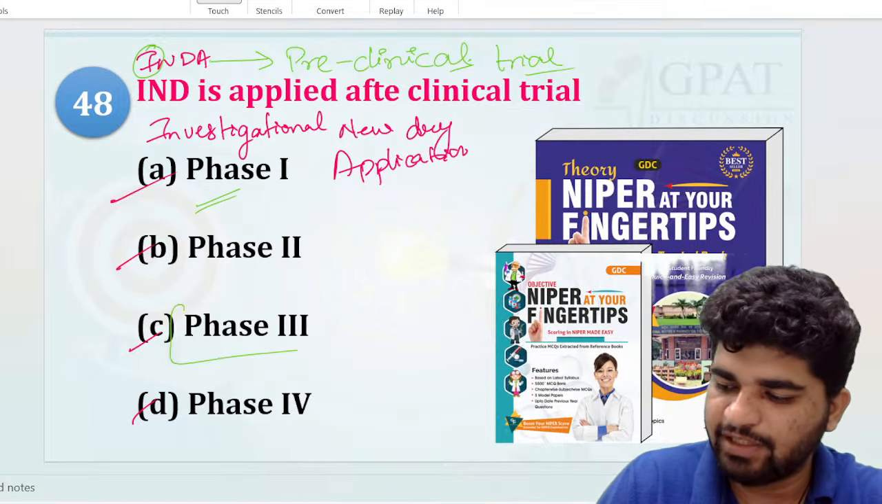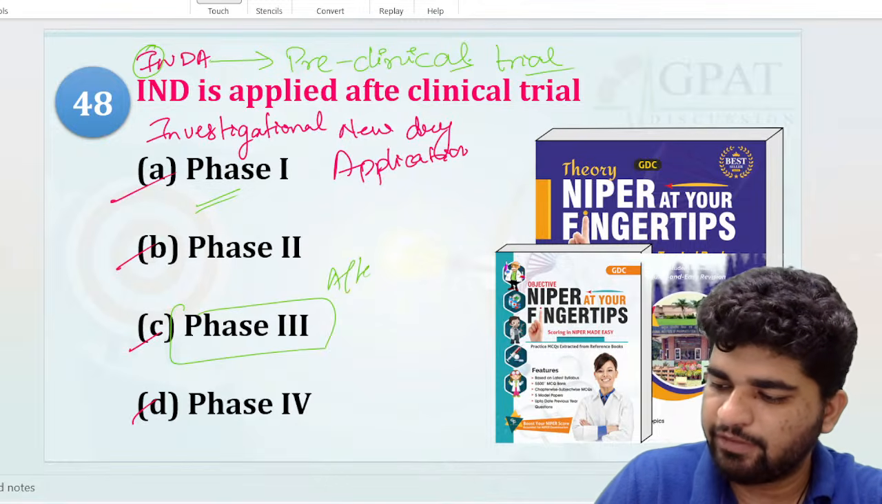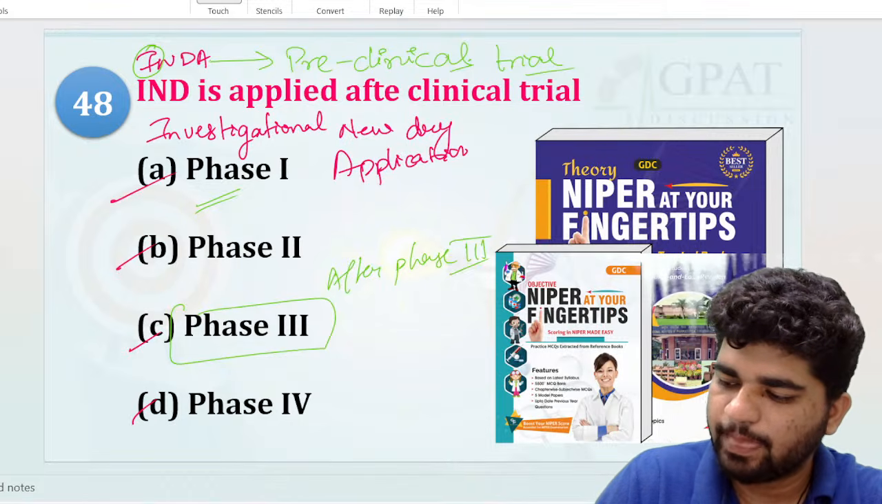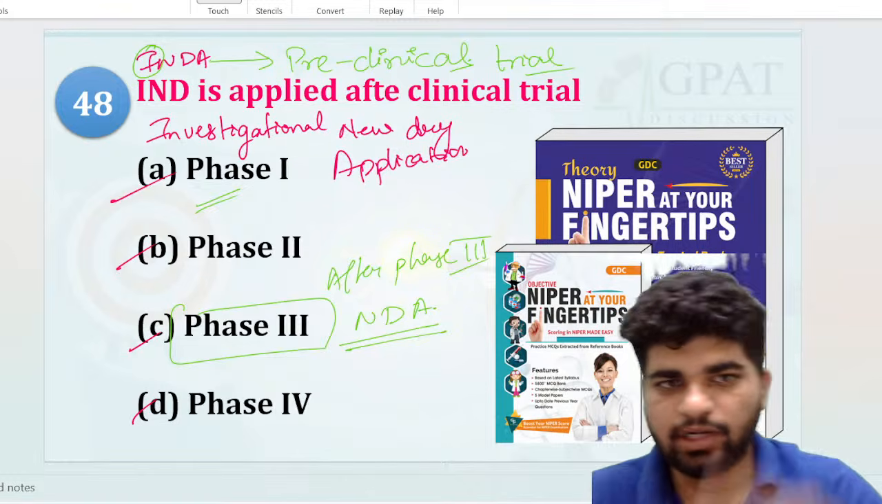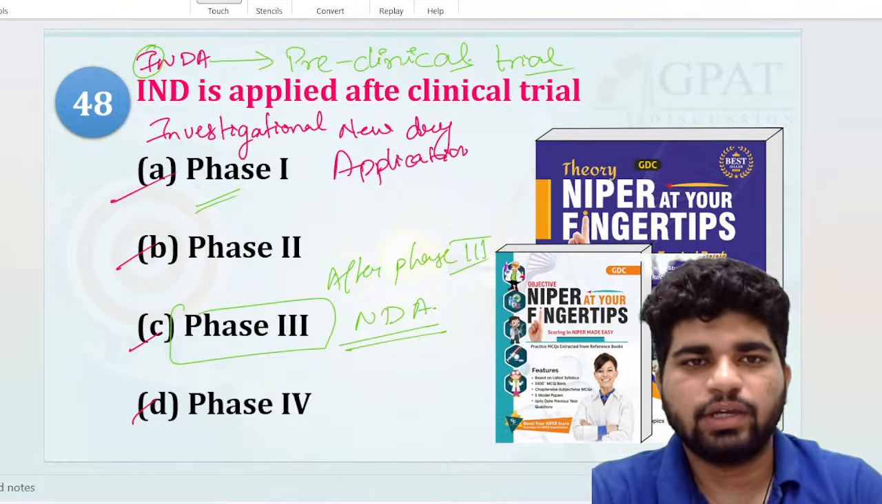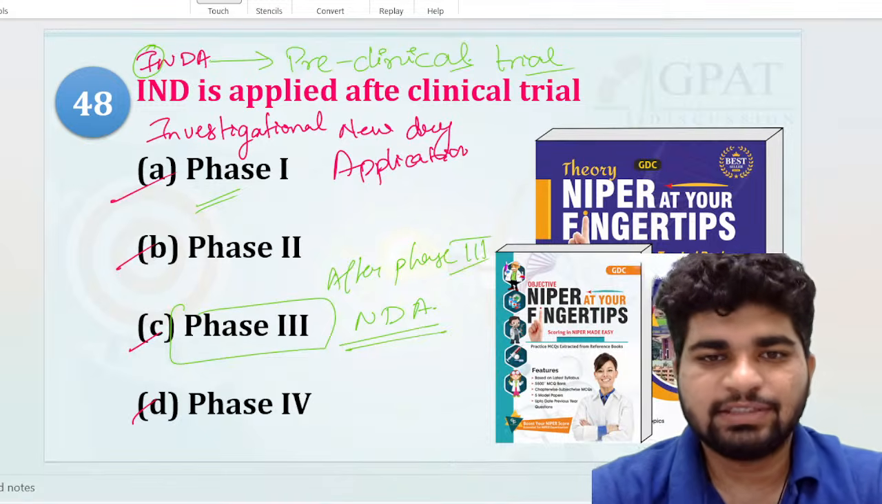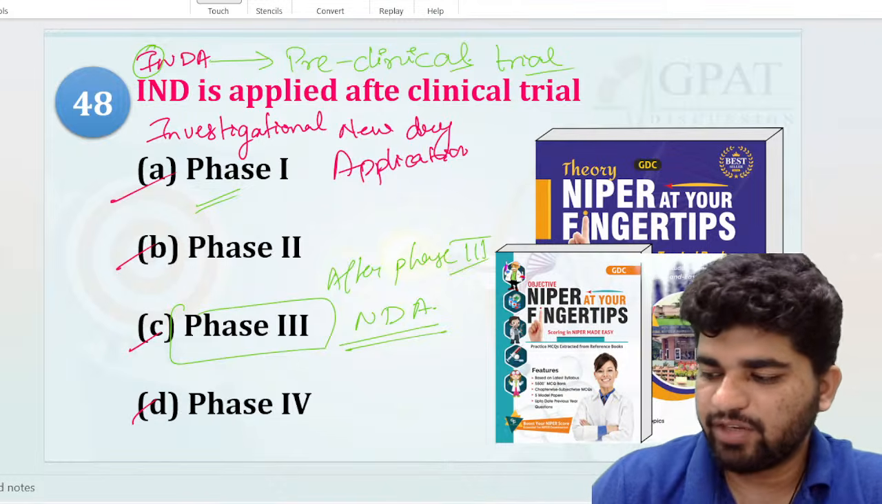And after phase 3, NDA is filed. Okay, this is important. The question is wrong over here. IND is filed after preclinical trial, and after phase 3 your NDA, New Drug Application, is filed.